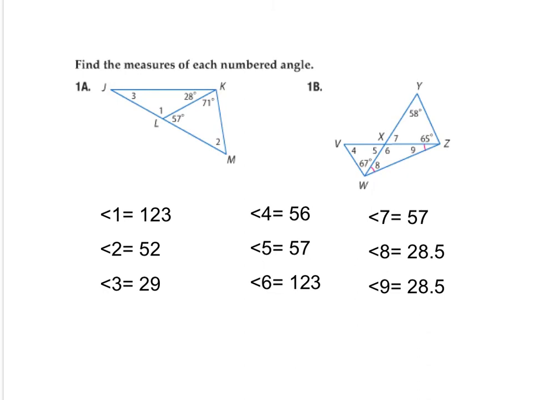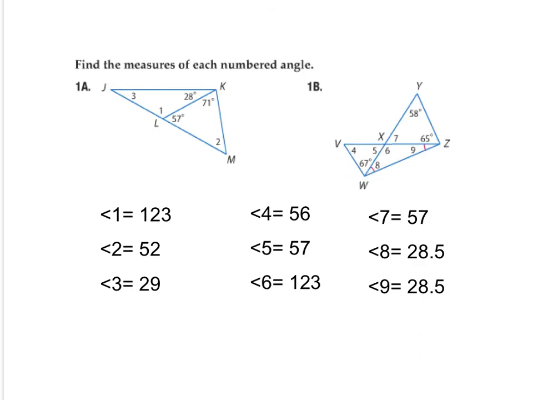In the problem on the right, first we find that the measure of angle 7 is 57 because these three angles right here add up to 180. Once we have 7, we can get 6 because these two angles are supplementary because they are linear pairs, and we can also get 5 because angle 5 is equal to 7. So angle 5 is 57, angle 7 is 57, and angle 6 is 123. Once we get 5, we can now find 4 because these three angles add up to 180.